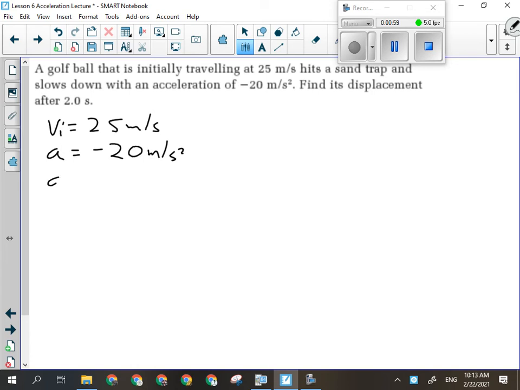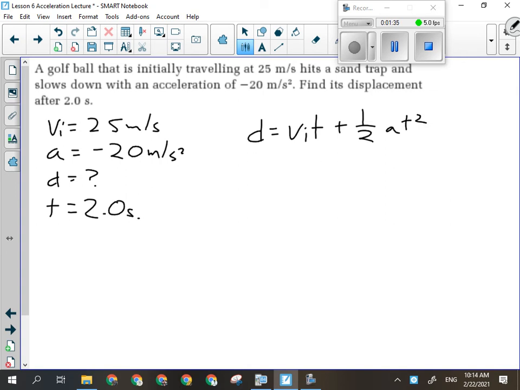We're looking for its displacement after 2.0 seconds. So from our list of formulas that we got the other day, and I still haven't given you guys a formula sheet, have I? I will do that today. We only have one formula that contains these 4 things, and it's this one: D equals VI times T plus 1/2 AT squared.